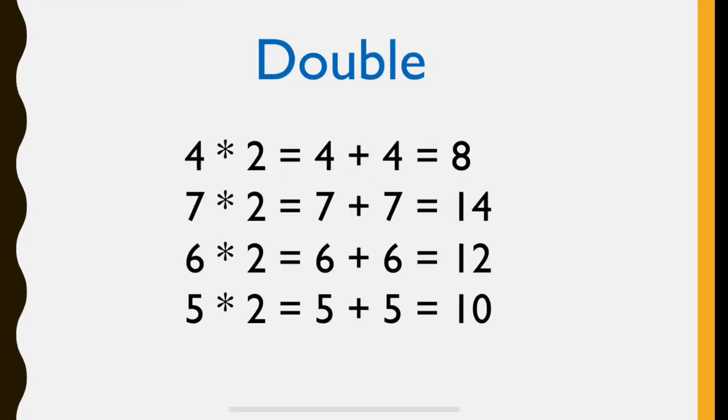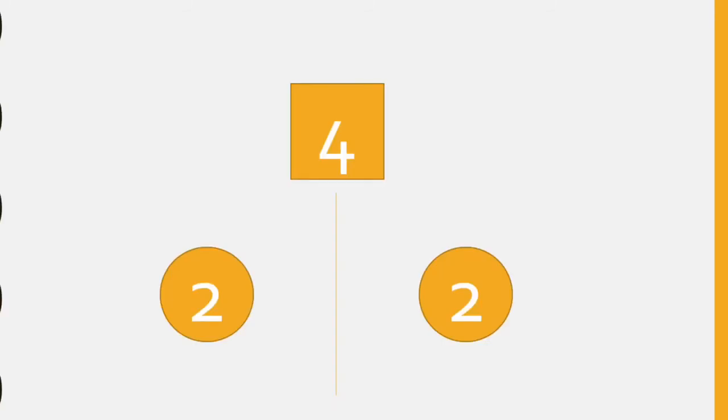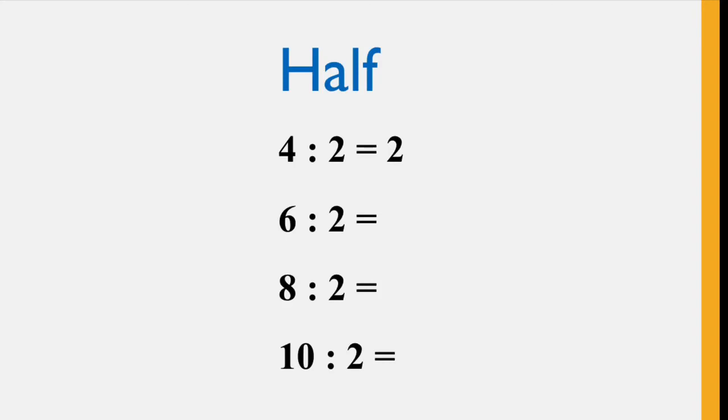It's time to check yourself. Now let's calculate half of numbers. Do you remember that to get half of a number, you must split that number into 2 equal parts? So, 4. Let's split it into 2 equal parts. We split it and we got 2 and 2. Okay, great. So half of 4 equals 2.